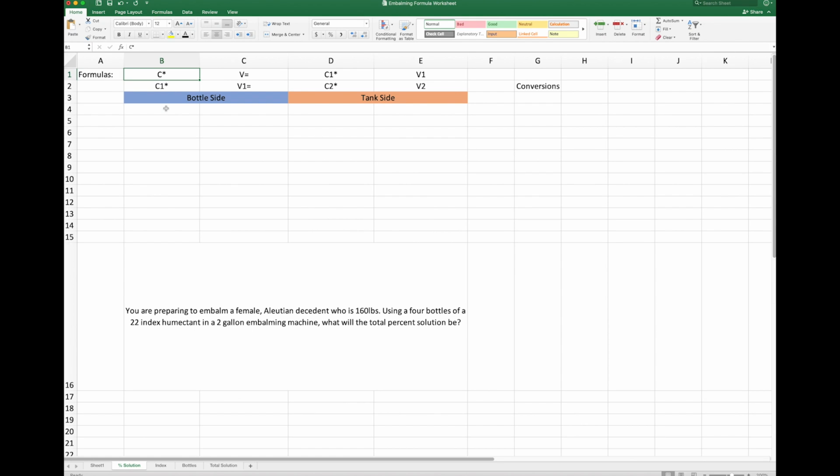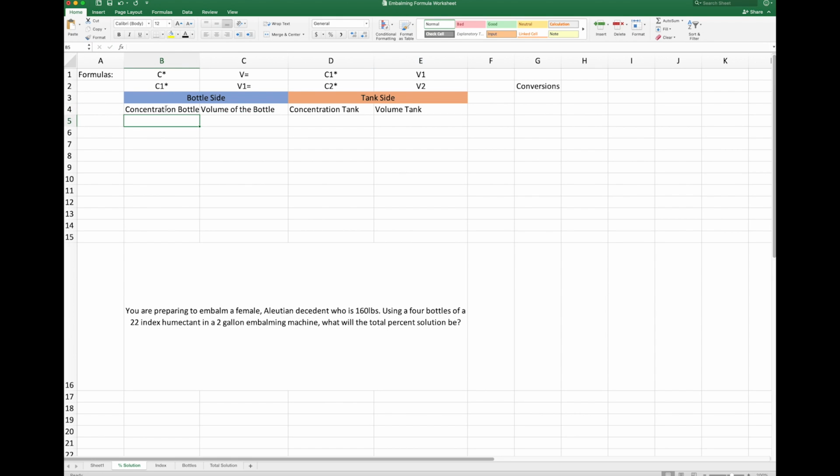The way I learned this, for instance, was C times V equals C prime times V prime. Another professor I collaborated with, his professor taught him C1 times V1 equals C2 times V2. Again, it does not matter. These are placeholders. So what do they stand for? I'm going to go the way that I learned this, with the bottles on the left. That's the concentration of the bottle times the volume of the bottle, equal to the concentration of the tank times the volume of the tank.